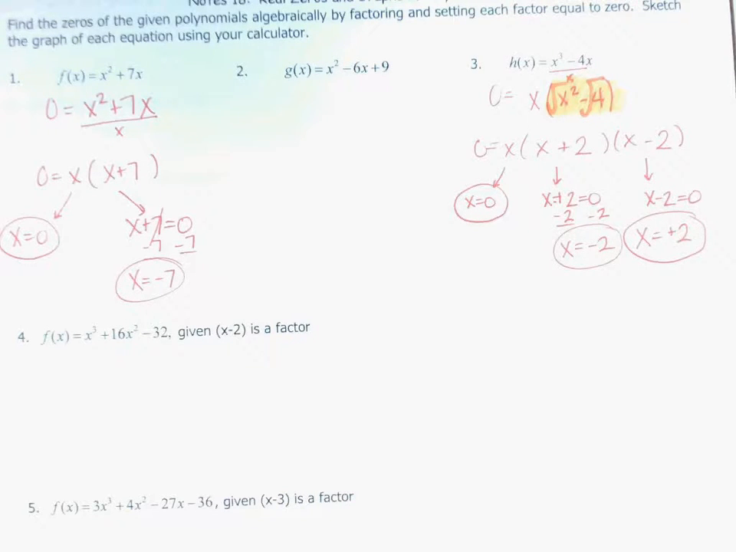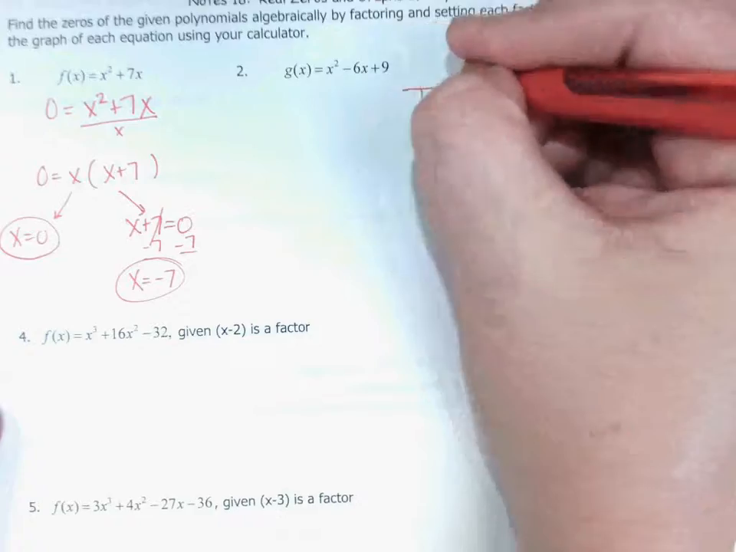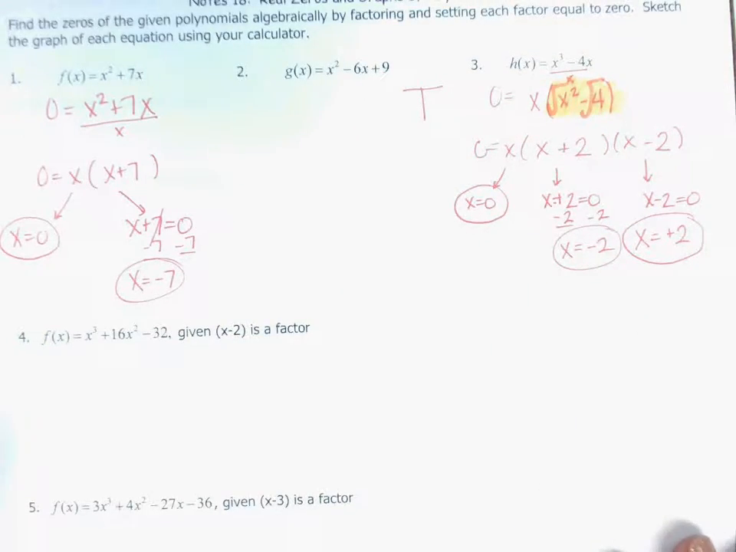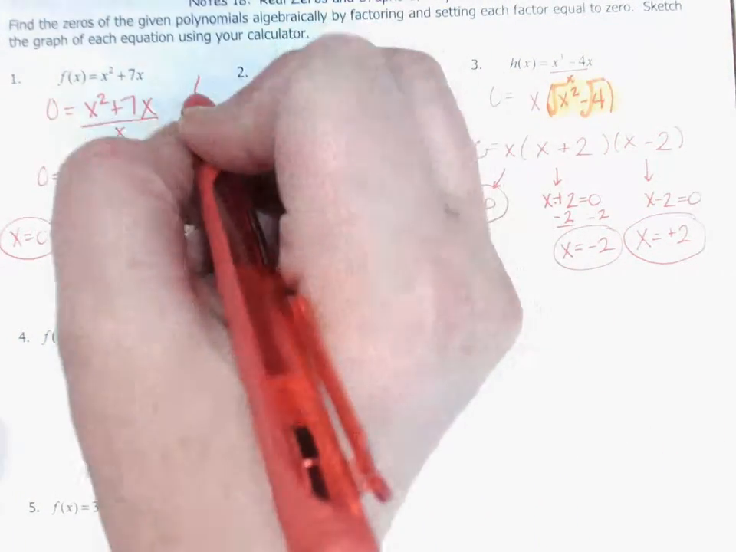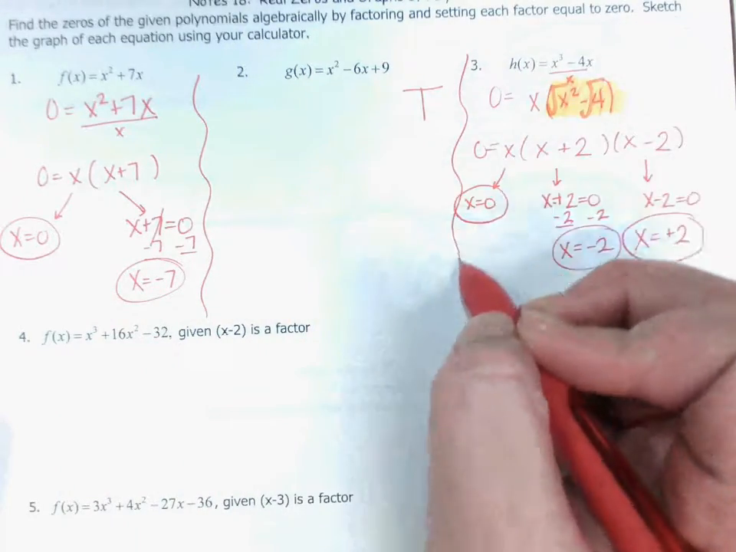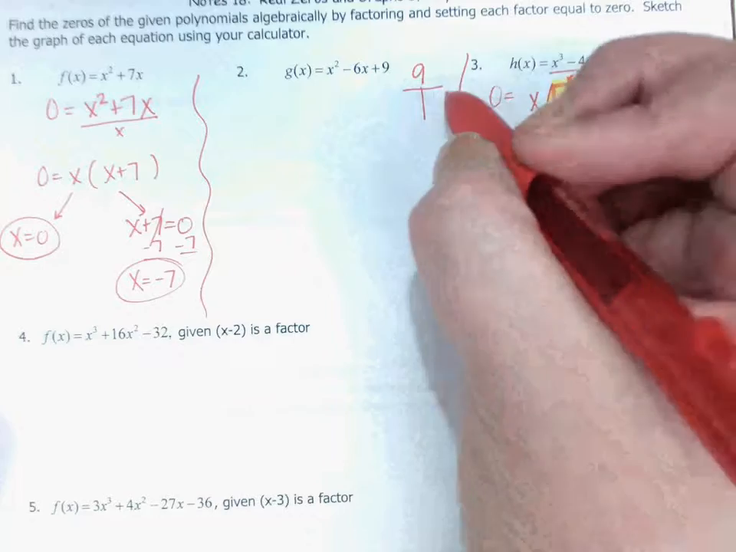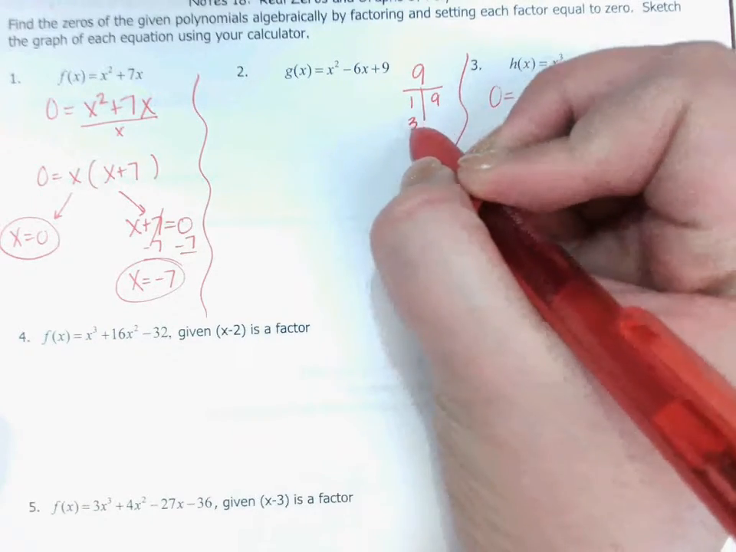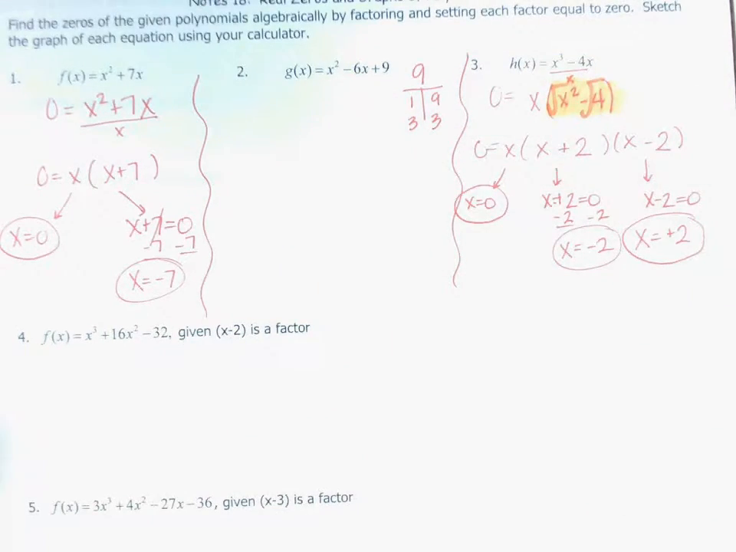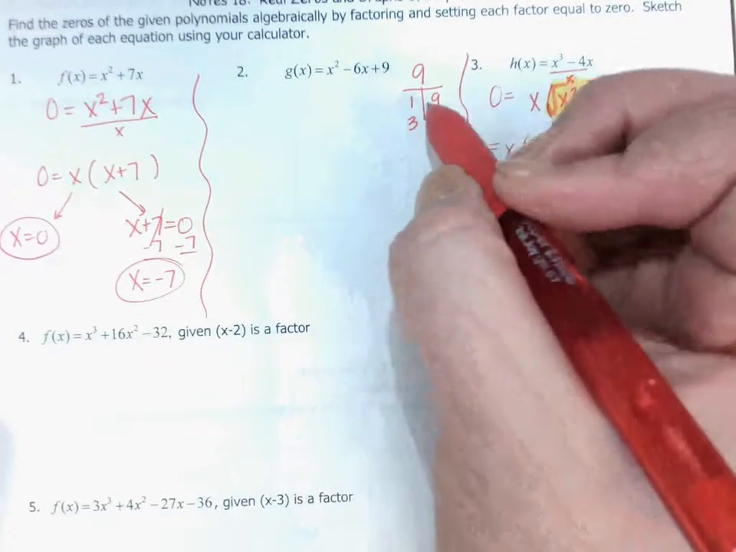The middle one is going to be T-chart. What number do I put at the top of the chart for my middle one? A 9. How can I multiply to get 9? 2 ways. 1 and 9 or 3 and 3. Now I need them to add to minus 6. Negative 3 and negative 3.